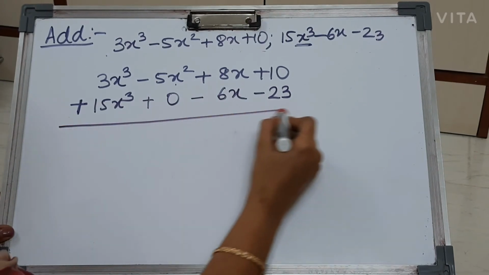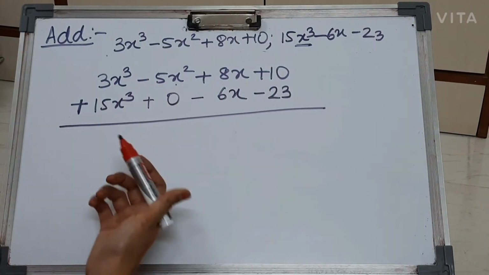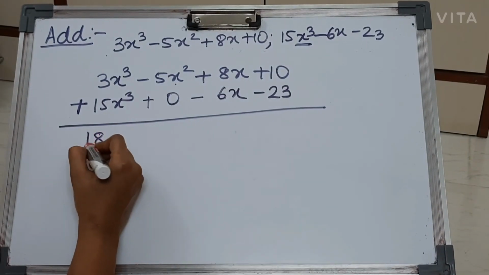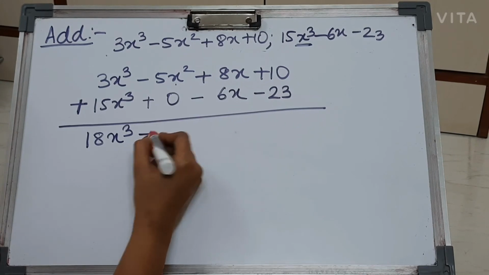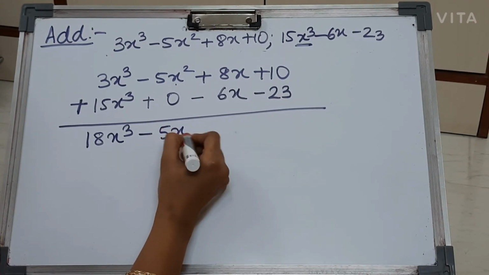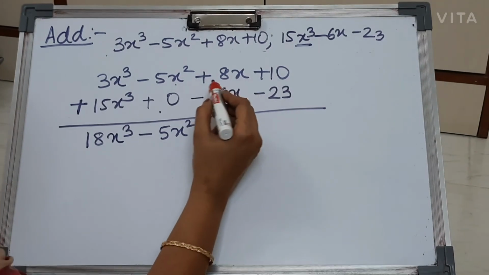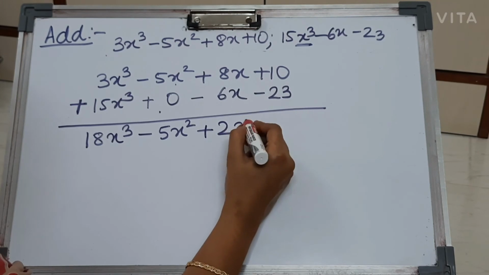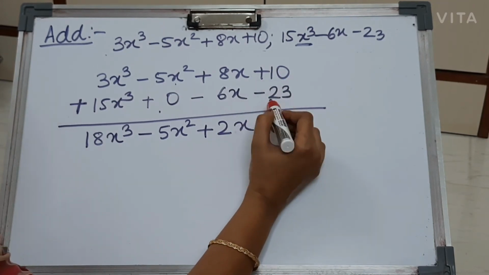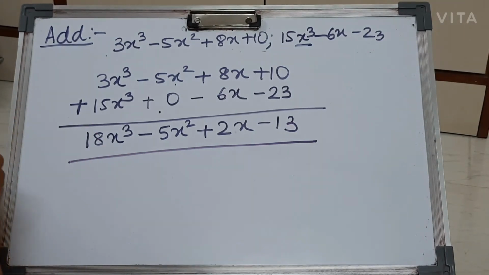So now we are going to solve this. So this is a column method, very simple method. Again we will add 18, 15 plus 3 is 18, x cube. Now here no x square element we have down, so it is minus 5x square. Here plus 8 minus 6 is what? Plus 2 and x. And here plus 10 minus 23 is minus 13. So this is the easiest method, column method.